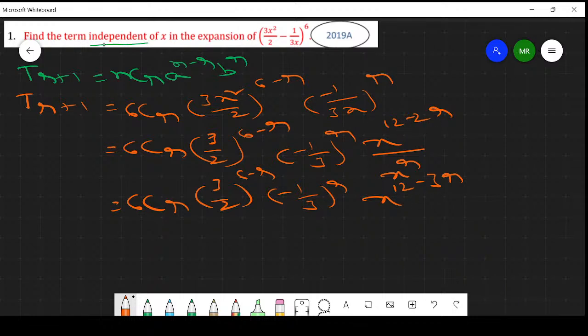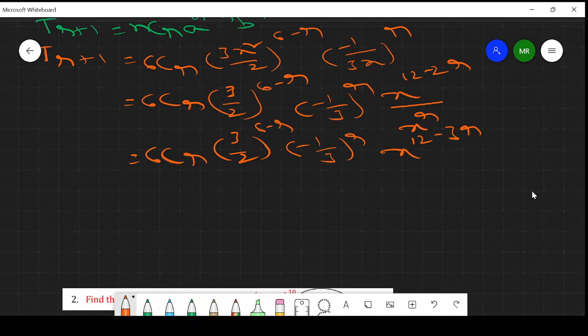But they are asking independent of x, which means we don't want the x term in that. So to get independent of x, x power 12 minus 3r should be equal to x power 0.